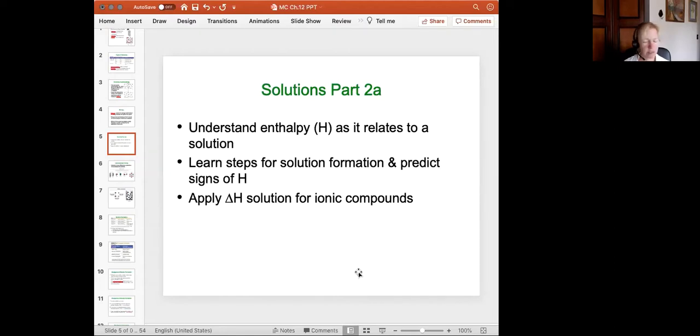So aqueous chemistry is a huge field just because a lot of reactions happen in an aqueous environment, including most of the reactions that happen in our body. And so aqueous chemistry is a large area of study, and one that we're going to focus on a lot in the second half of the book. And so we're going to apply this idea of enthalpy specifically for ionic solutions, and we have a couple of different types of equations that we can apply to that. So that's what we're going to learn in this first part of part 2.